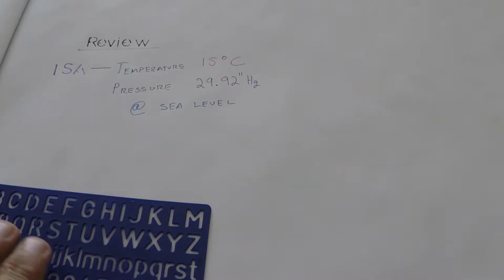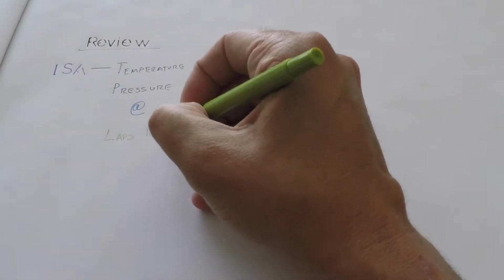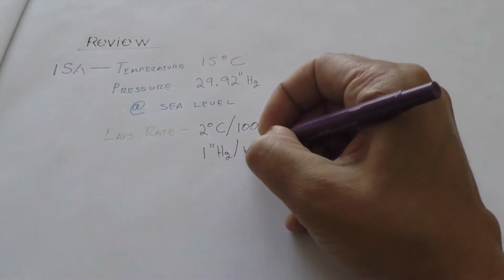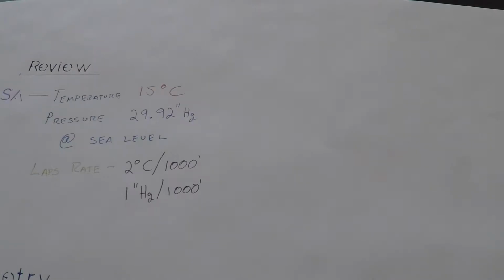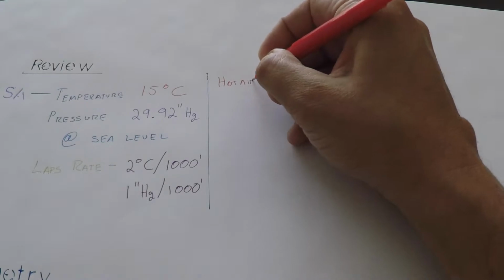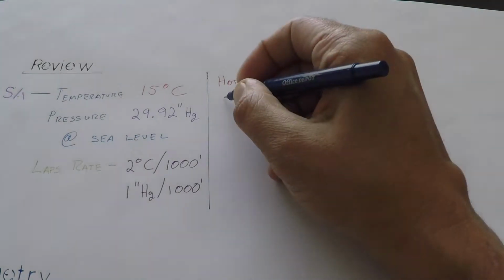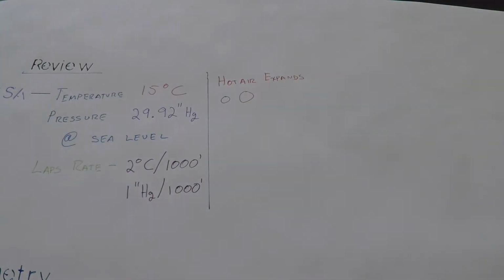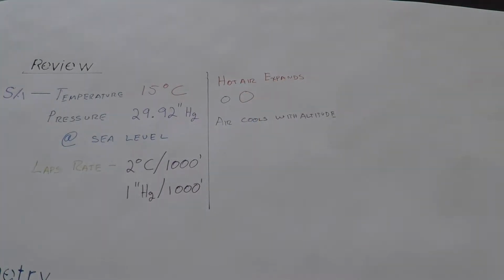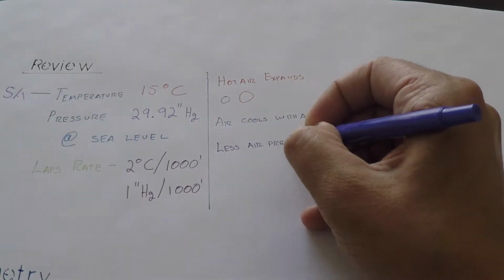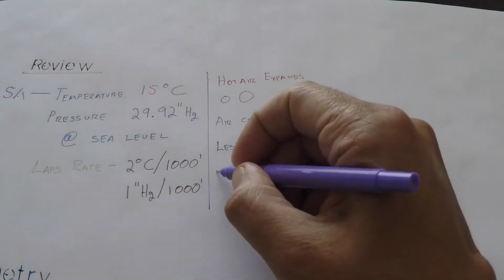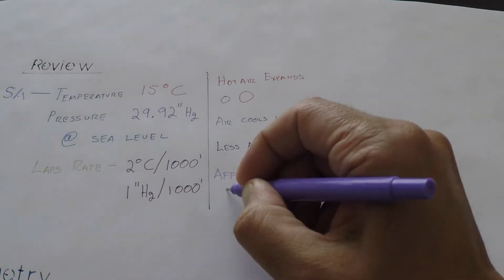Now remember that our standard lapse rate, for every 1,000 feet, you're going to cool 2 degrees Celsius, and for every 1,000 feet, you're going to lose 1 inch of mercury. This is basic knowledge, and you should memorize this. Also, for a review, hot air expands. The hotter it gets, the bigger that particle gets. That affects performance, and air cools with altitude as it rises. That's at least standard. There's less air pressure at altitude, which is going to affect your aircraft performance.